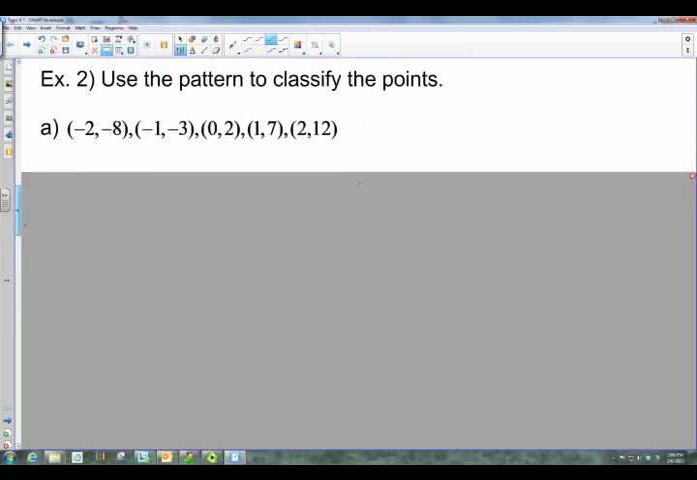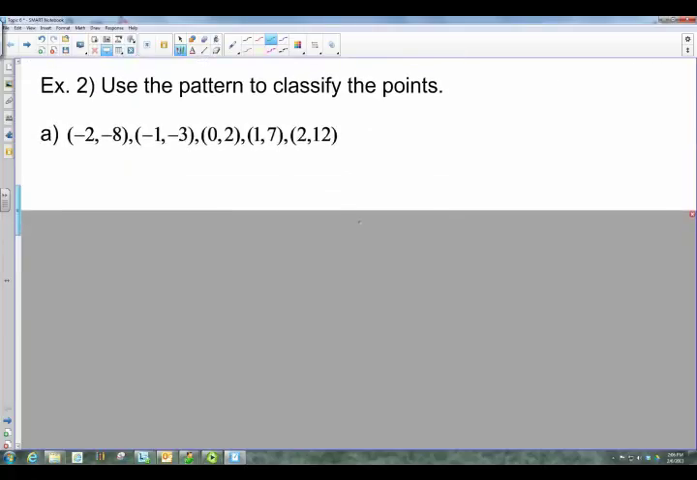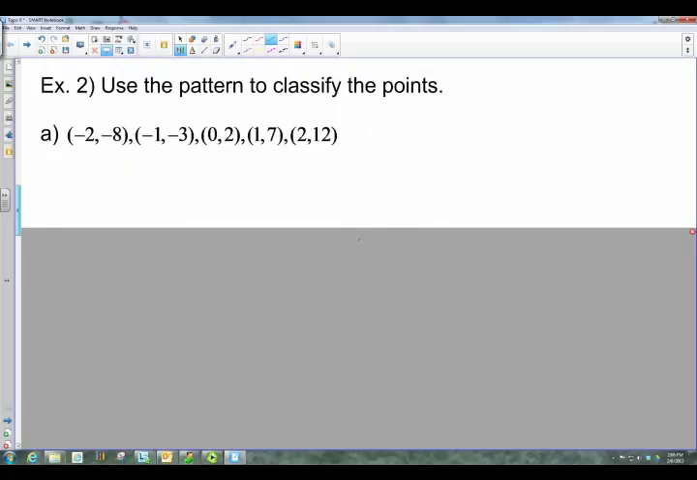So here we go. Use the pattern to classify the points. Now remember what I said about the x values. The x values must be increasing by 1, and in this case they are. Okay, so since they're increasing by 1, we're okay. Everything's just fine. So now you look at your y's.